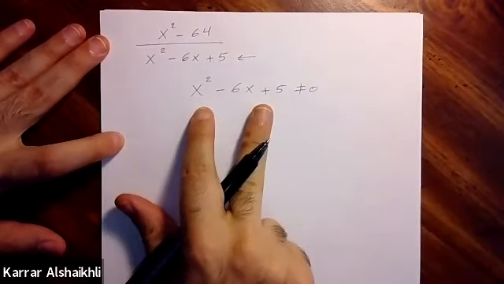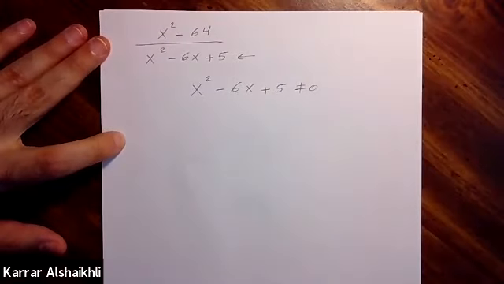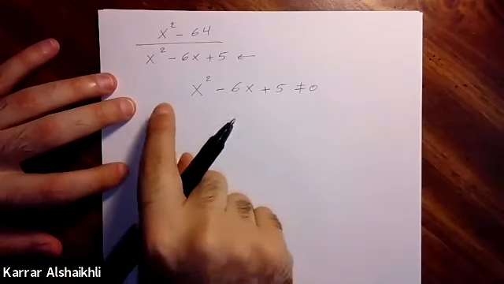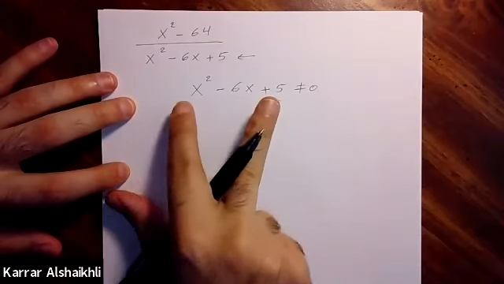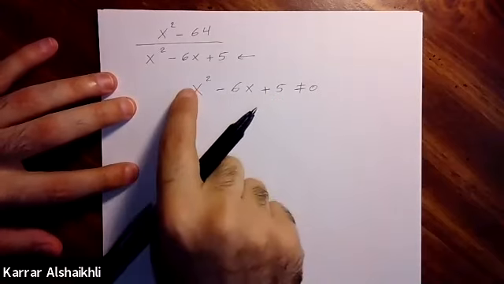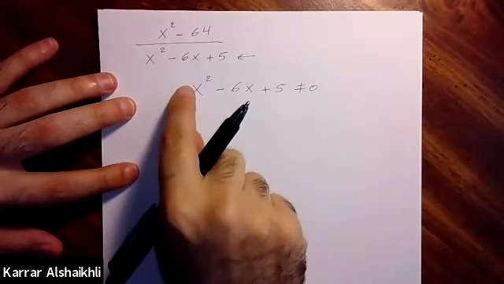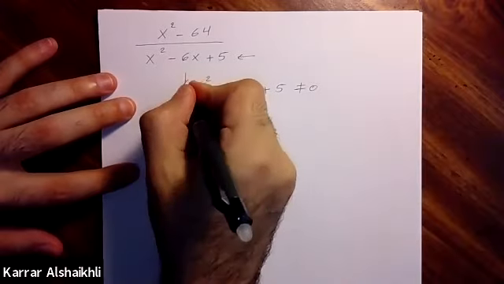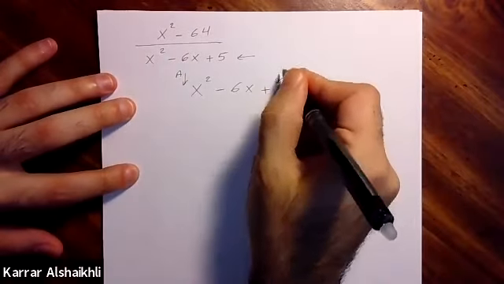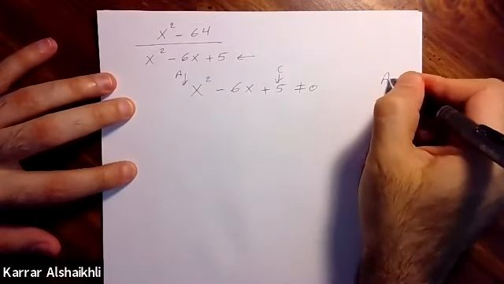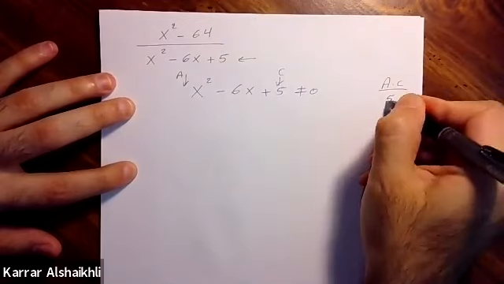Now check this part here. I have to use the AC method. Why? Because it's a trinomial with 3 terms: 1, 2, 3. So I have to use the AC method. There is no GCF, that's the first step. This is the second step. 3 terms, so we're going to use the AC method. 1, here's the A. This is the A, and this is the C. So 1 times 5 is 5. That means AC is 5.